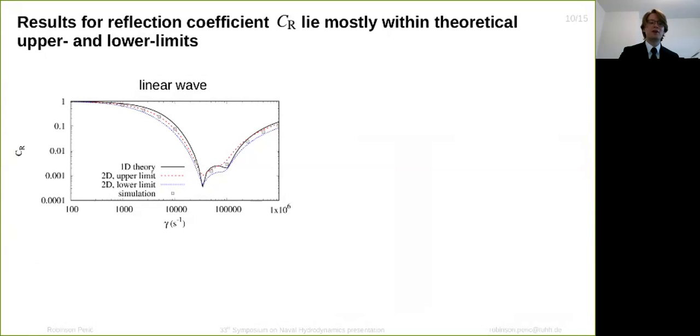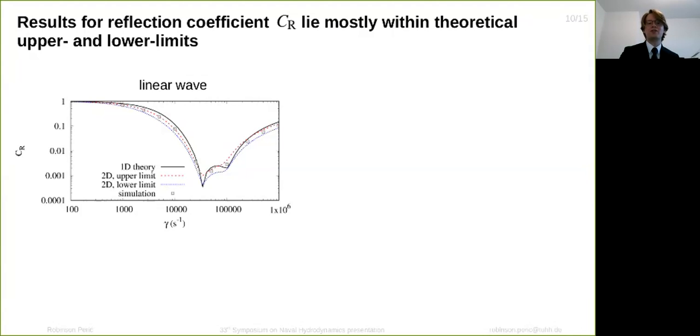Here for the linear waves, on the left axis, we see the reflection coefficient. So 1 would be perfect wave reflection, that's very bad, and we want to have the reflection coefficient as small as possible. On the bottom axis, we see the forcing strength, so the source term magnitude. The boxes are the simulation results. The red and blue lines are the upper and lower limit from 2D theory, as we've seen before. We also see the black line, that's the 1D theory, and we see this gives a decent upper limit of the actual reflection coefficient.